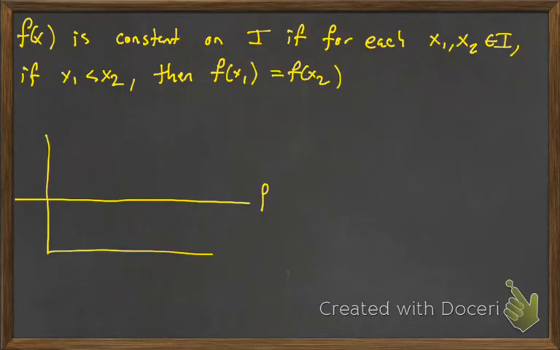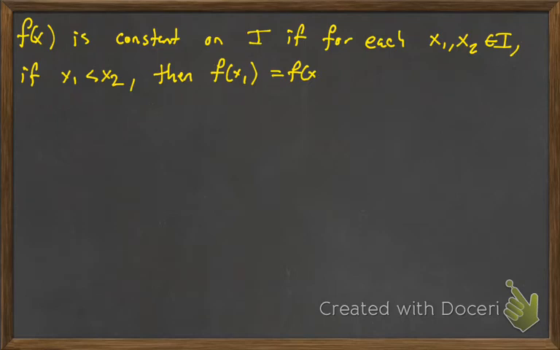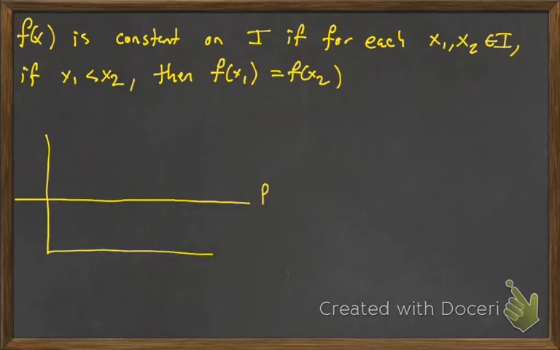The last one we have here is constant. Constant means horizontal or flat. So pretty much the same thing as the other ones. If f of x is constant on interval I, if for each x1 and x2 in the interval I, we'll just go ahead and say one of them is smaller than the other. This part doesn't really matter, but we'll make the assumption that x1 is less than x2. Then f of x1 is equal to f of x2, so they're equal to each other.